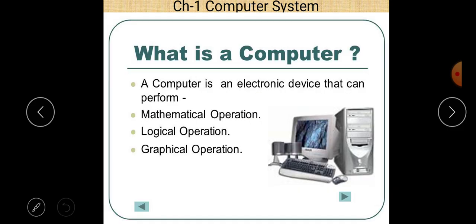Now we can say that a computer system is an electronic device that can perform mathematical operations, logical operations and graphical operations. So three different types of operation can be performed by an electronic device, which is called a computer system. And these are mathematical operations, meaning addition, subtraction, multiplication. Logical operations, we can compare two elements in terms of less than, greater than, less than or equal to, greater than or equal to. These are some logical operations, and some graphical operations also.